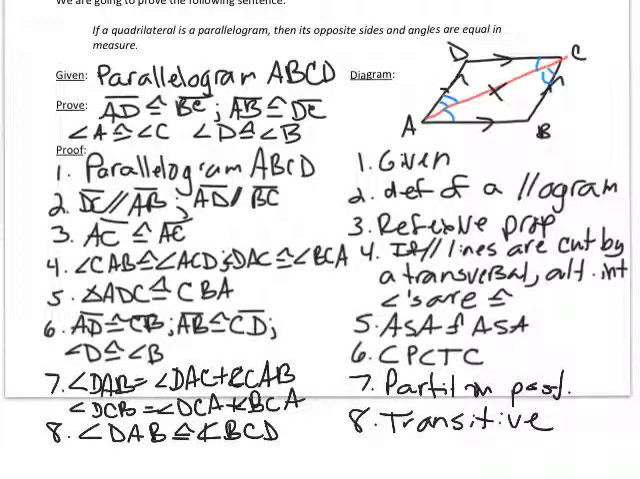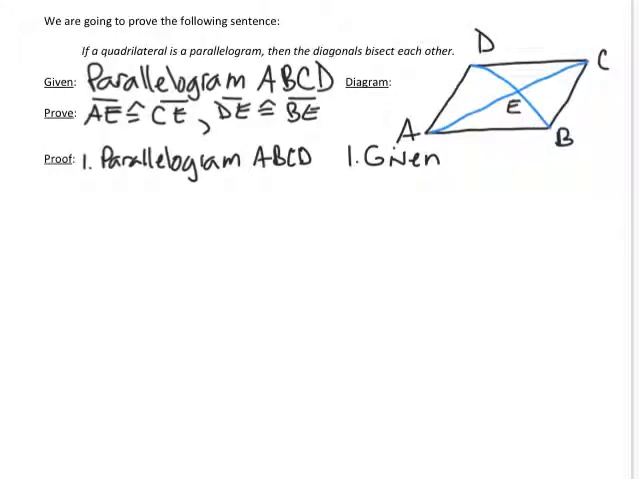Now that we have those properties, we can use them in other proofs where we start with parallelograms, or if we're trying to prove that a quadrilateral is a parallelogram, we can use any of these properties. Alright, so now we're going to prove another property of a parallelogram. If a quadrilateral is a parallelogram, then the diagonals will bisect each other.